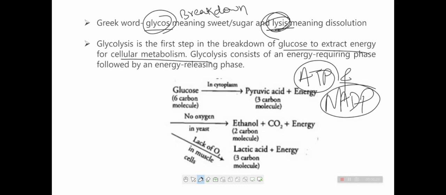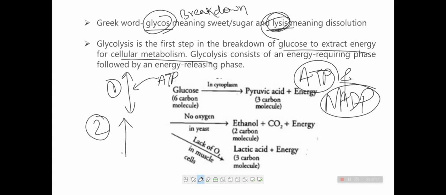Glycolysis consists of an energy requiring phase followed by an energy releasing phase. Actually, in glycolysis, two phases occur. In the first phase, energy is used, meaning ATP is used. The first step is known as the energy requiring phase, because it utilizes ATP. And the next phase is the energy releasing phase.